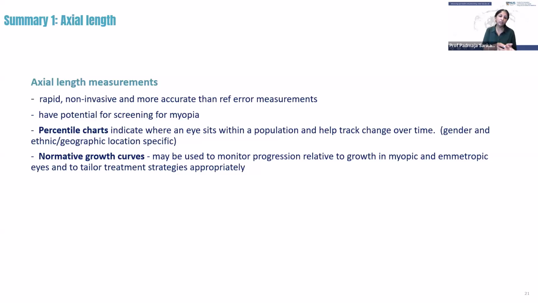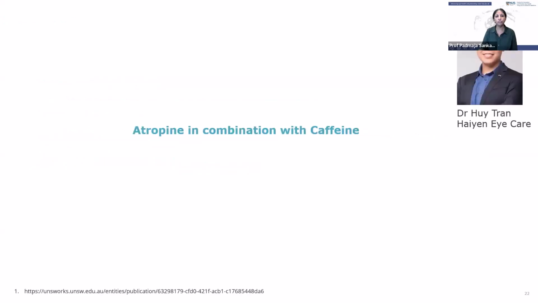We also see that we now have a category called normative growth curves, and they may be used to monitor progression relative to the growth that you see in myopic and emmetropic eyes, and it helps the practitioner tailor the treatment strategy appropriately for that given individual eye. So that's with respect to axial length measurements.